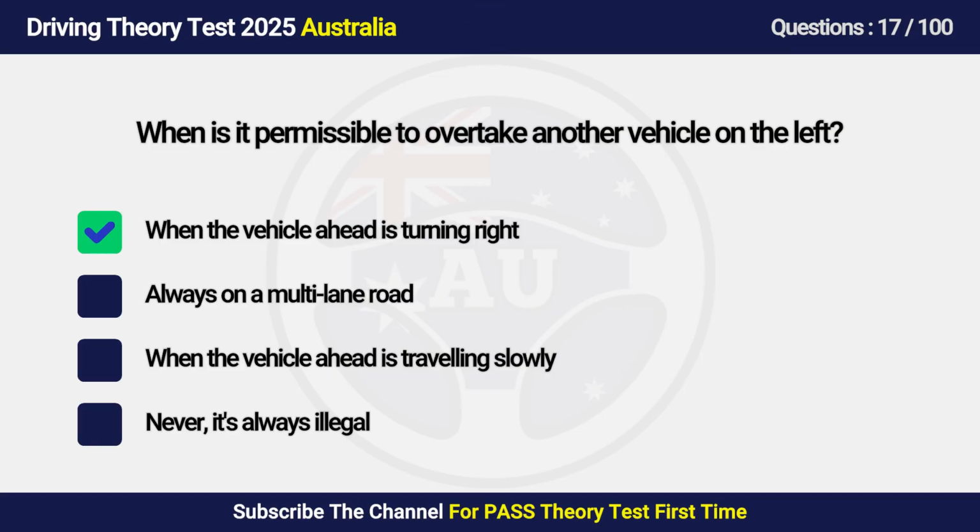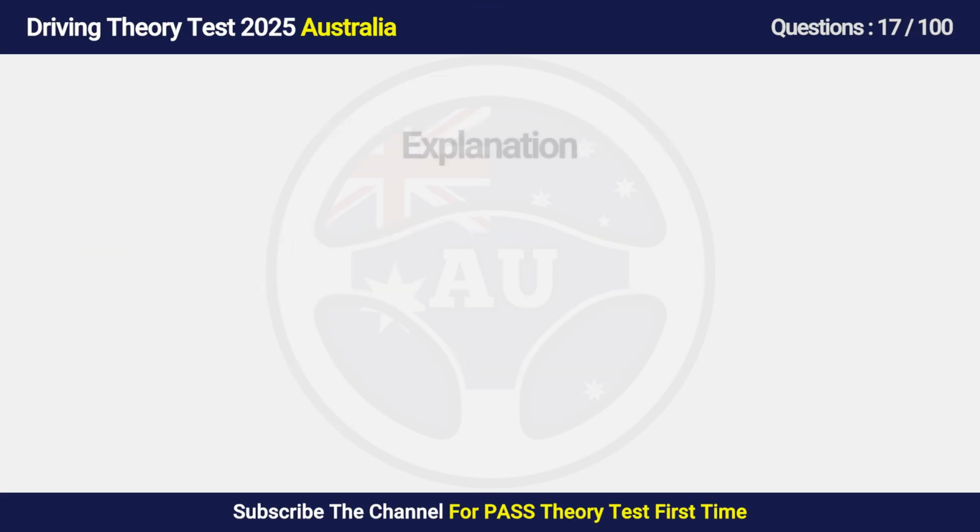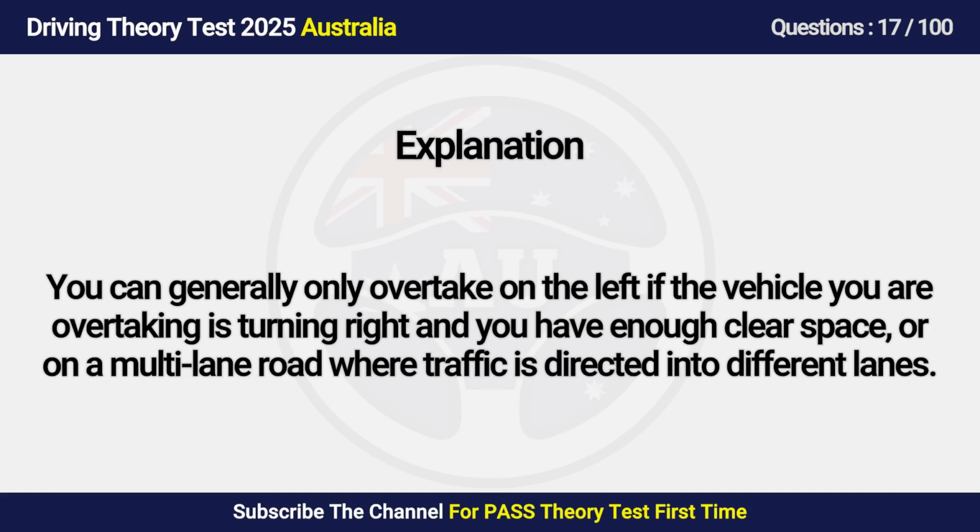Answer is A. When the vehicle ahead is turning right. You can generally only overtake on the left if the vehicle you are overtaking is turning right and you have enough clear space, or on a multi-lane road where traffic is directed into different lanes.